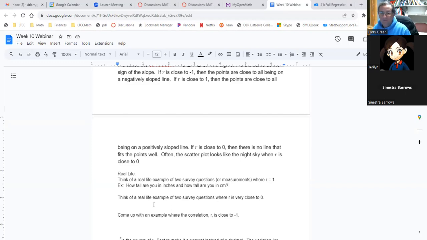Can you think of two survey questions, or two data collections or measurements, where R is close to 0? Any thoughts? Where might be a real life example of two survey questions or measurements when R is very close to 0? There are a lot. Those are actually easier examples.